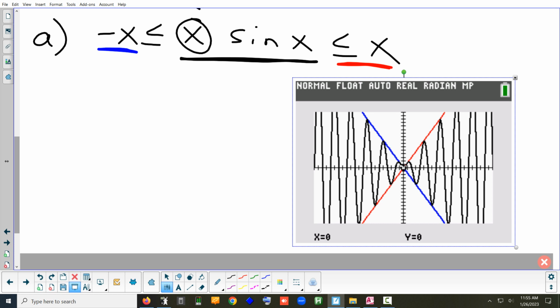X is greater than 0. Anytime x is greater than or equal to 0. That's just the answer. Anytime that you are to the right, you're going to be above the blue and under the red. Any question on that one?